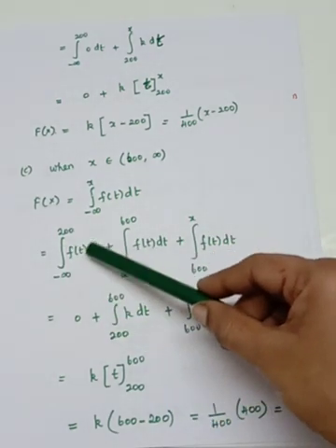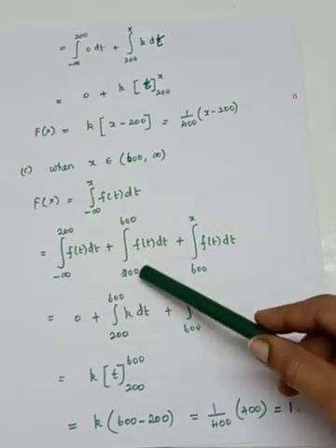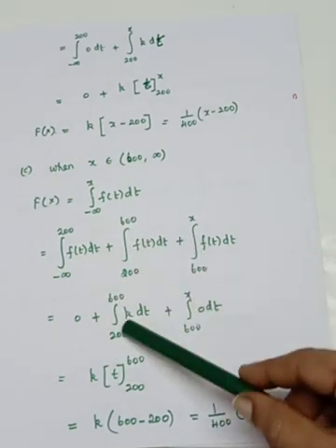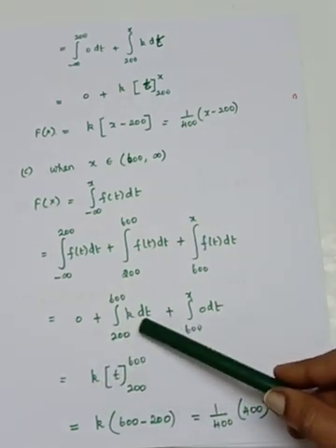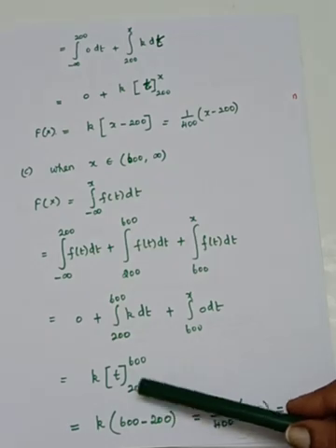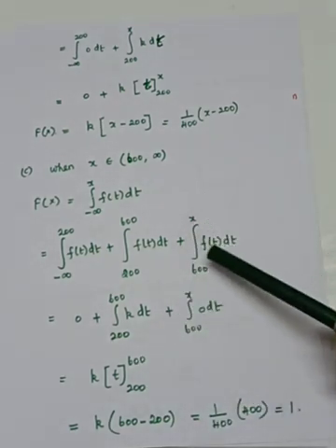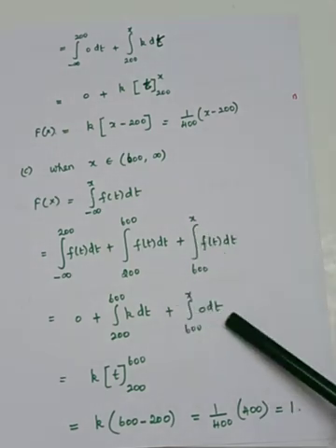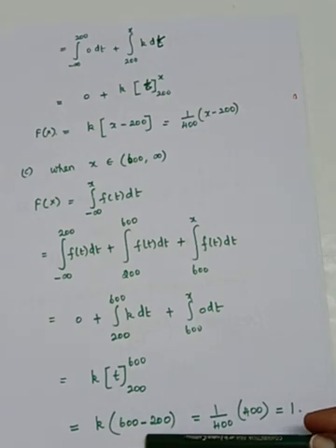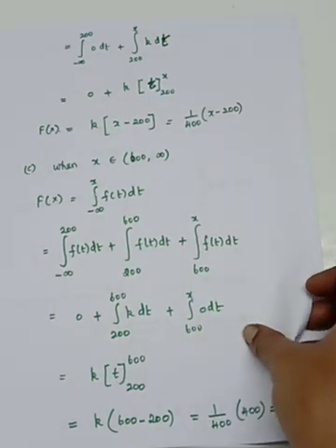Okay, so within this limit your f of t is 0, so this term is 0. From 200 to 600, your f of t is k into dt. So k, if you integrate dt, that is t, and the limits vary from 200 to 600. And here 600 to what? Infinity, your f of t is 0, so this is also 0. When you apply the upper limit minus lower limit, it is 400. So 1 by 400 into 400 is equal to 1.